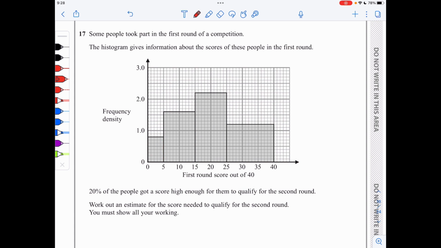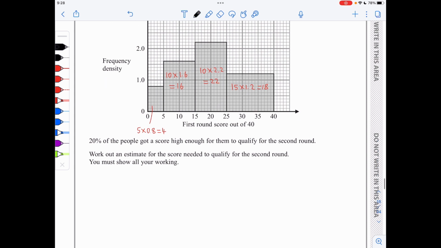So for the first one, it's 5 times 0.8, which is 4. The second one is 10 times 1.6, which is 16. The third one is 10 times 2.2, which is 22. And the final one is 15 times 1.2, which is 18. This means that we've got a total of 4 plus 16 plus 22 plus 18, which is 60 people who are included in this histogram.